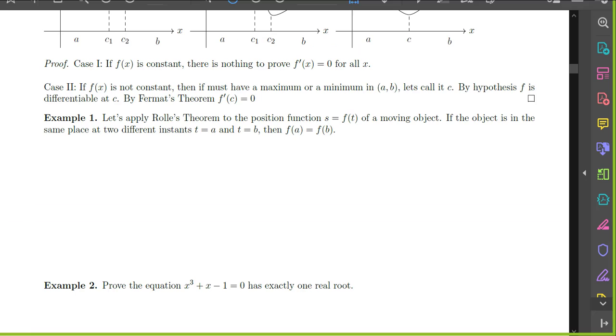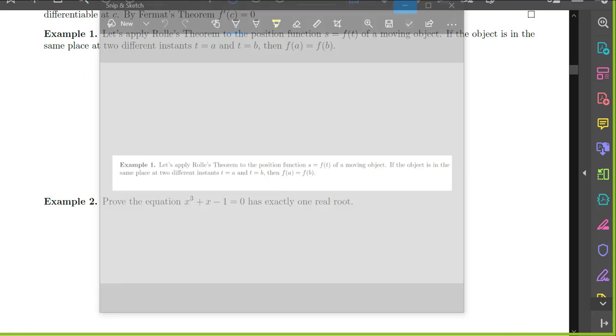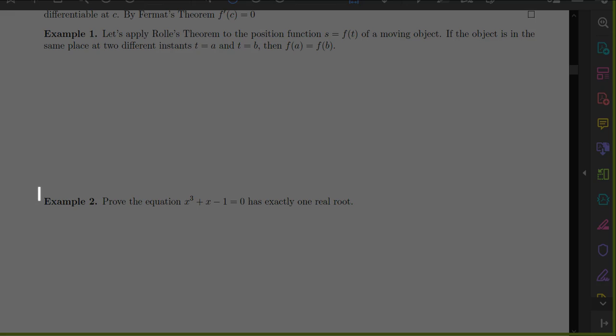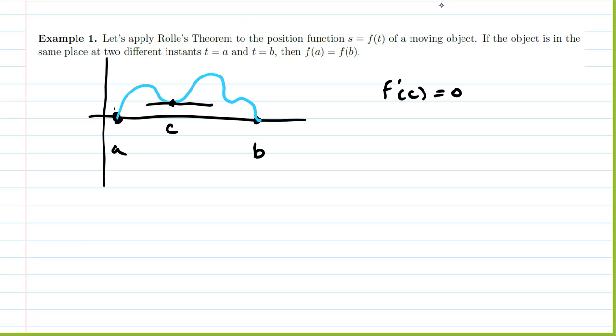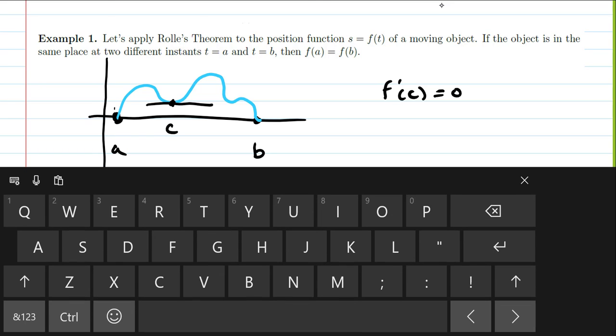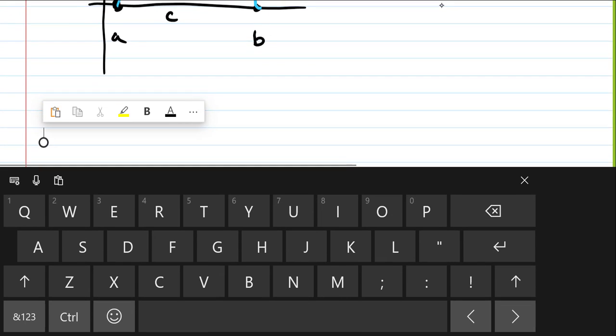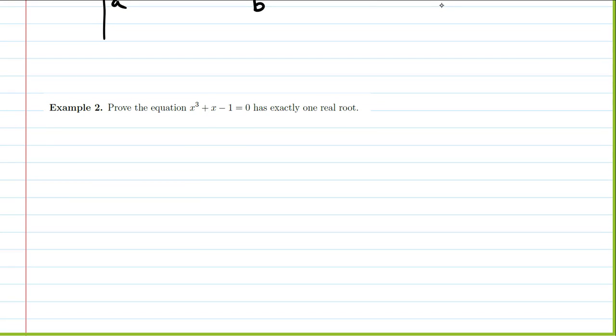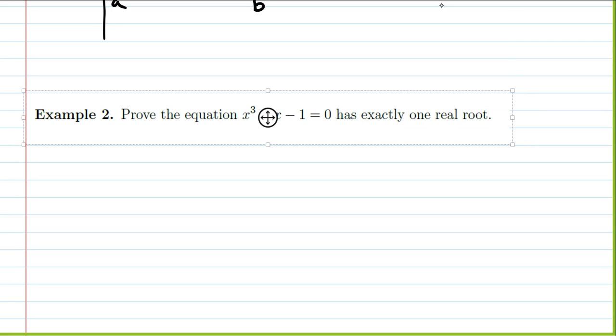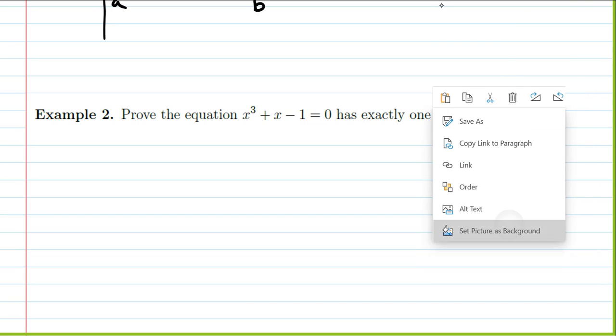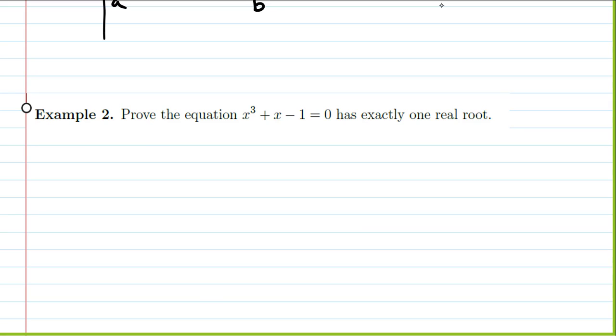All right, let's take a look at our next example. This one is something mathematicians love to do. We want to prove that this equation has a solution, and it has only one solution. Cubic equations, we know, can have up to 3 solutions, right? One for each exponent. We want to prove that this equation has exactly one real solution.